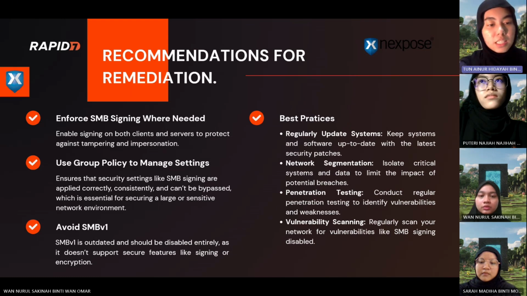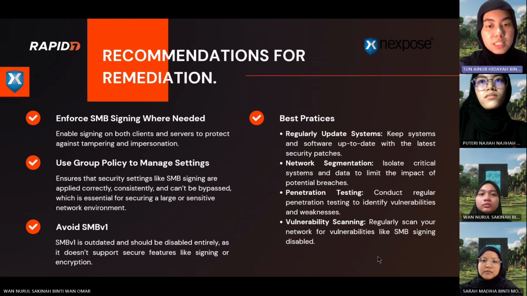like SMB signing are applied correctly, consistently, and can't be bypassed, which is essential for securing a large or sensitive network environment. Next is avoid SMB version 1 because it is outdated and should be disabled entirely, as it doesn't support secure features like signing or encryption.